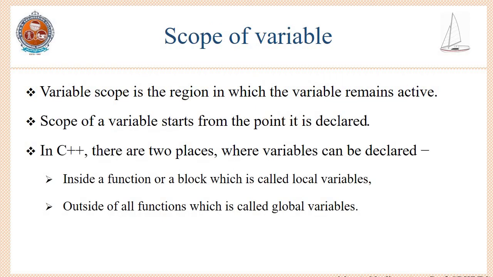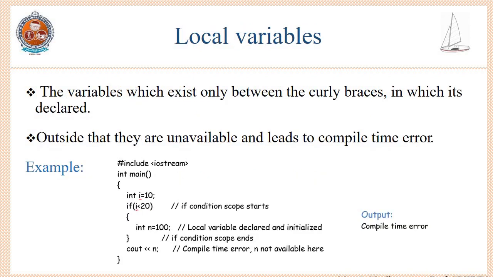Scope of a variable. Variable scope is the region in which the variable remains active. The scope of a variable starts from the point it is declared. In C++, there are two places where variables can be declared. It can be declared either inside a function or a block, which is called a local variable, or outside of all functions, which is called a global variable. Local variables exist only between the curly braces in which they are declared. Outside that, they are unavailable and lead to a compile time error.